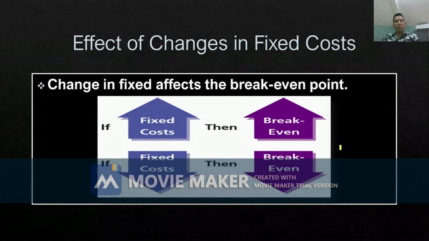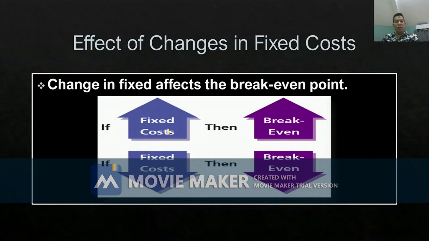So, the effect of changes in fixed cost. Changes in fixed cost affect the break-even point. Fixed costs do not change in total with changes in the level of activity. However, fixed costs may change because of other factors such as advertising campaigns, changes in property tax rates, and changes in factory supervisors' salaries. So changes in fixed costs affect the break-even point as follows.